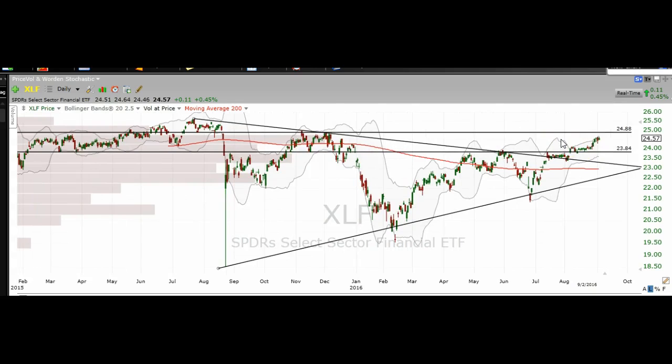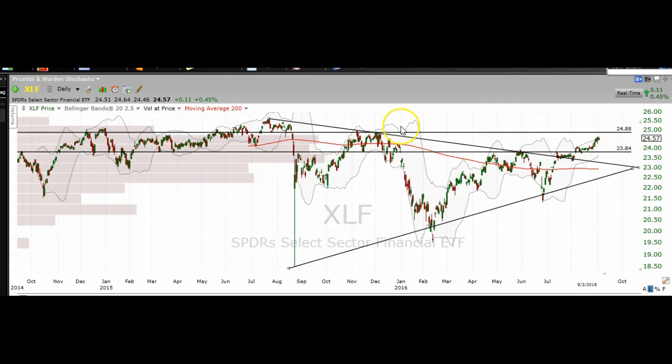But just above us, we've still got resistance just below $25. About $24.90 or so is going to be that bigger resistance. And then above that, and I'm going to draw it for you right there, we've got resistance at about $25.50. So definitely looks constructive. We broke over the 200-day moving average.